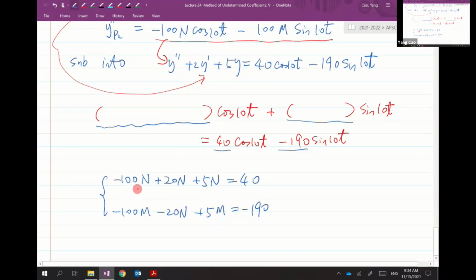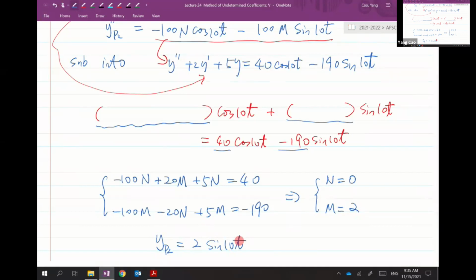And of course, I didn't simplify. You certainly should simplify. So this is m here. Right, so there's negative 100m plus positive 5n, negative 100m plus positive 5m. Overall, you should end up with a value n equal to 0, m equal to 2. So that basically means your YP2 is just 2 times sine 10t. It starts as a gigantic equation, but ends up as a very simple one.